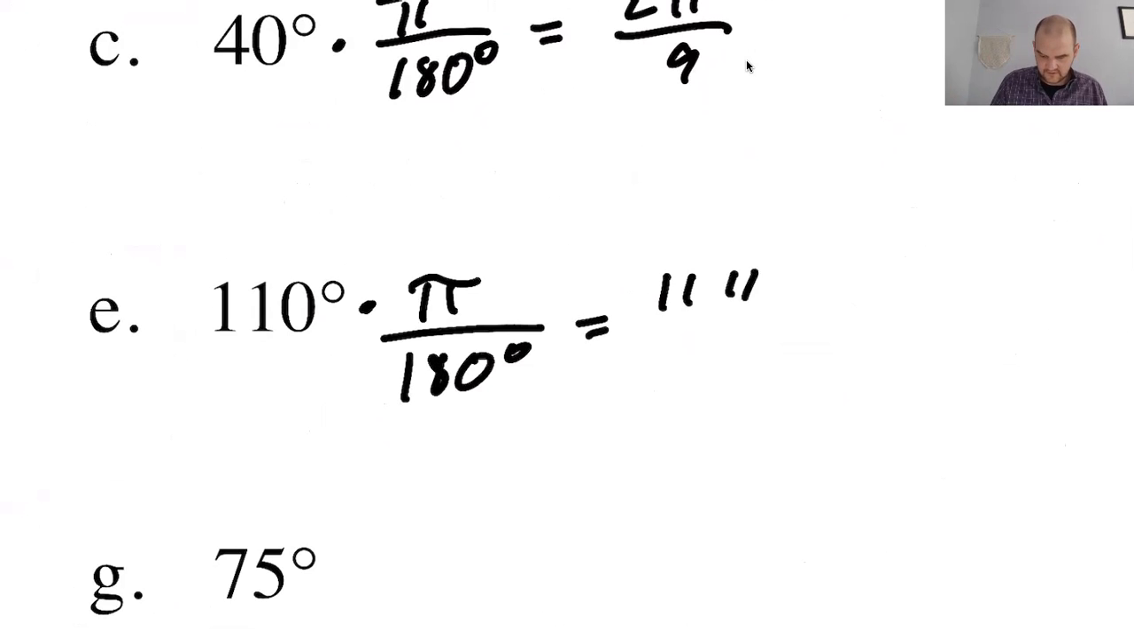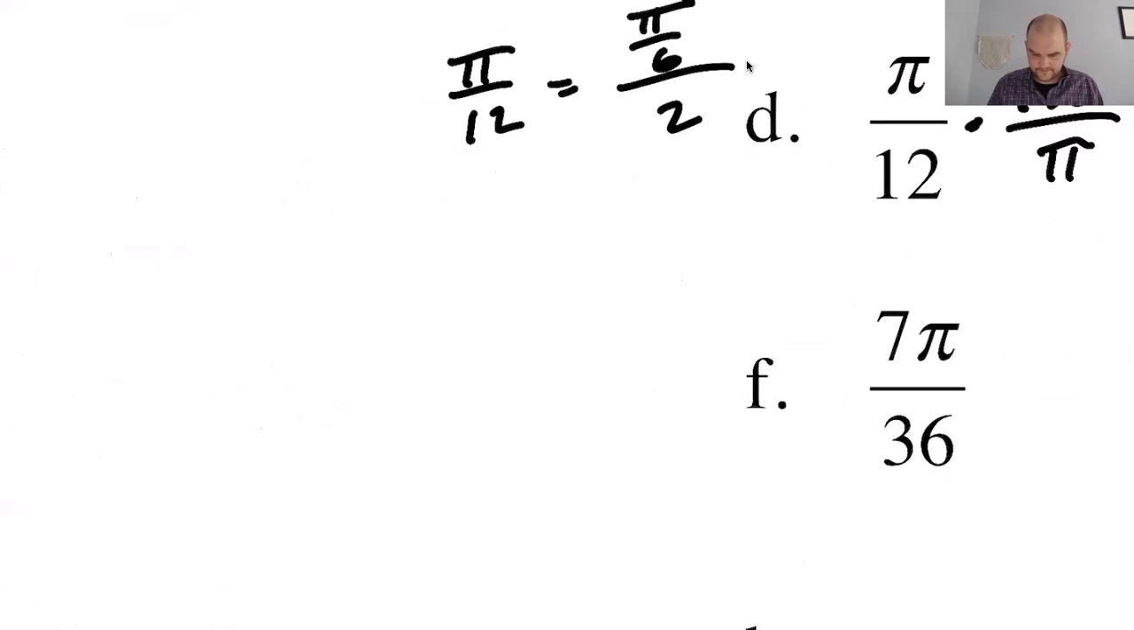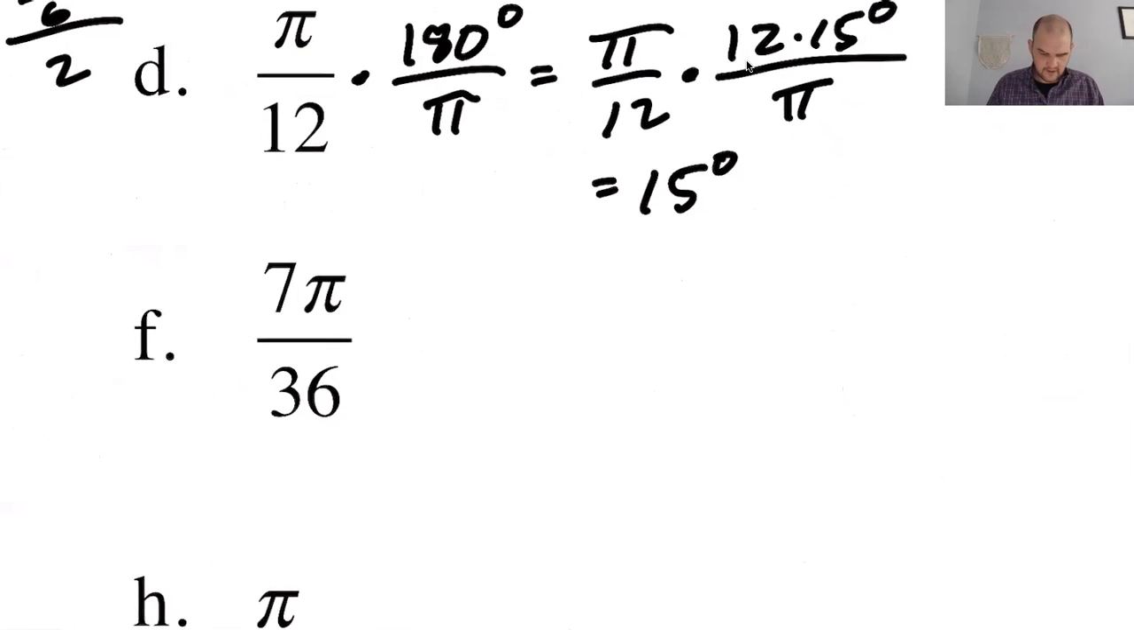There's really nothing that simplifies. Knock off the 10s. So we get that here. All right, so one way to think about this is pi over 36 is 1/3 of pi over 12, which means if pi over 12 is 15, then 1/3 of that is 5, and then 7 will give me 35. That's one way to think about it.